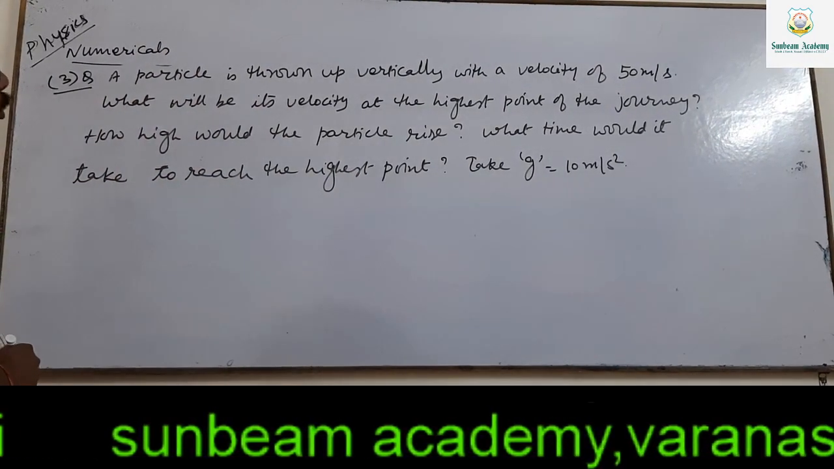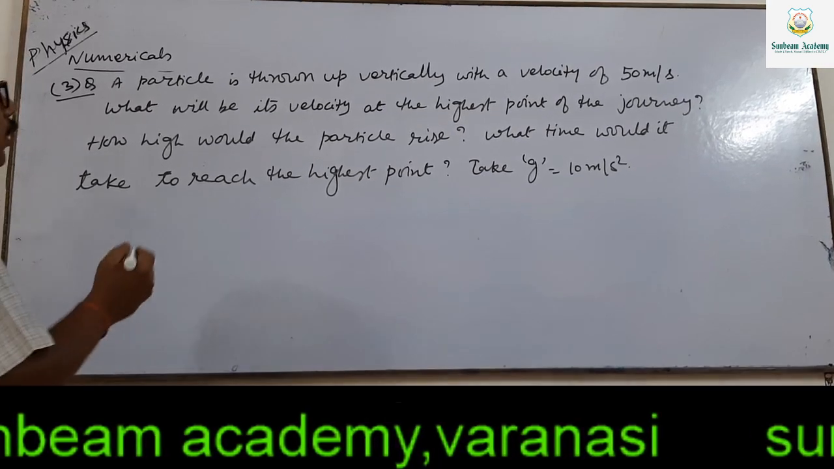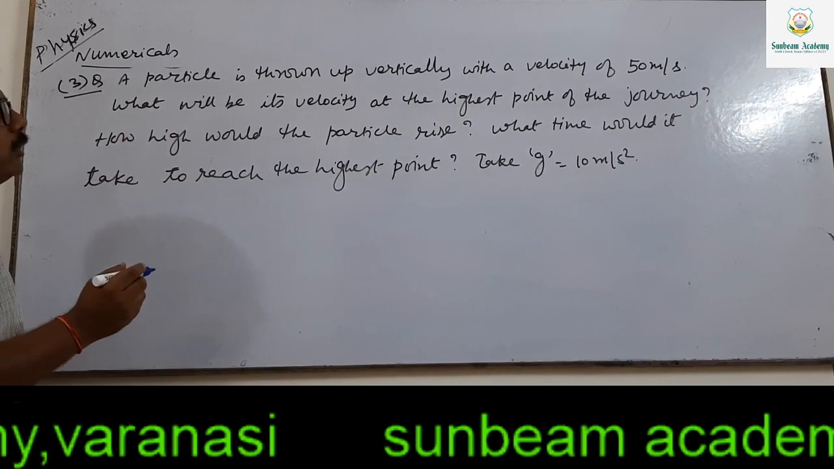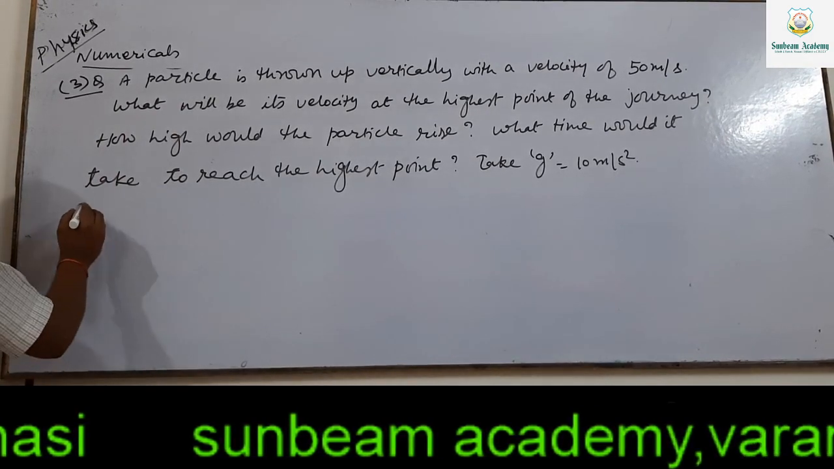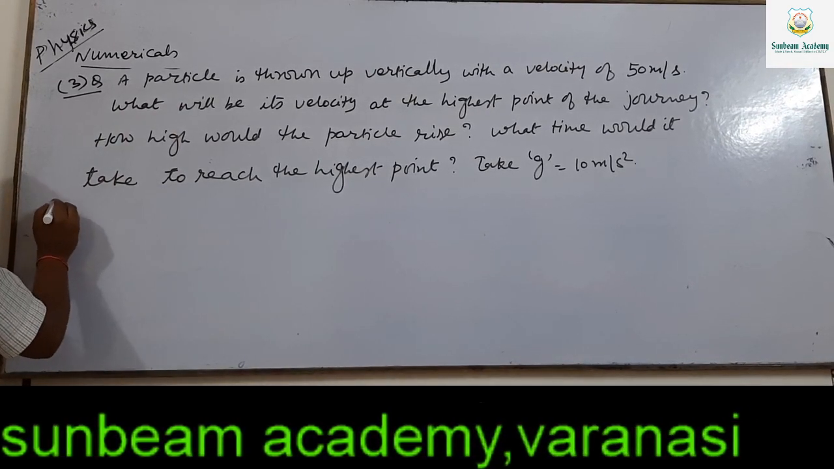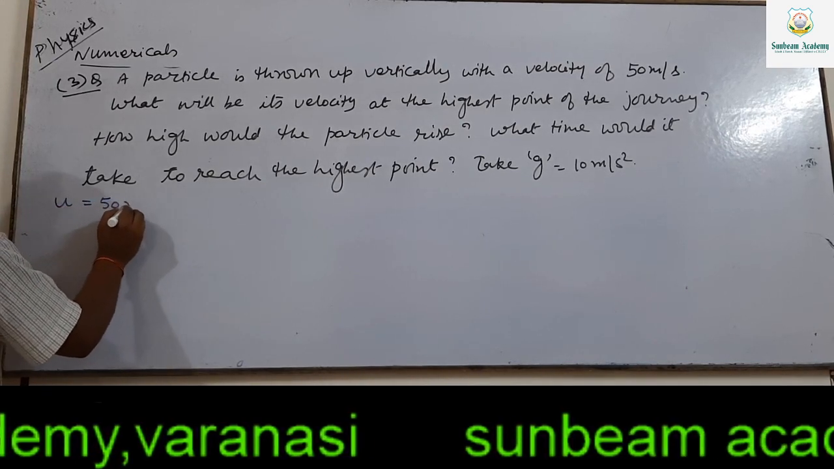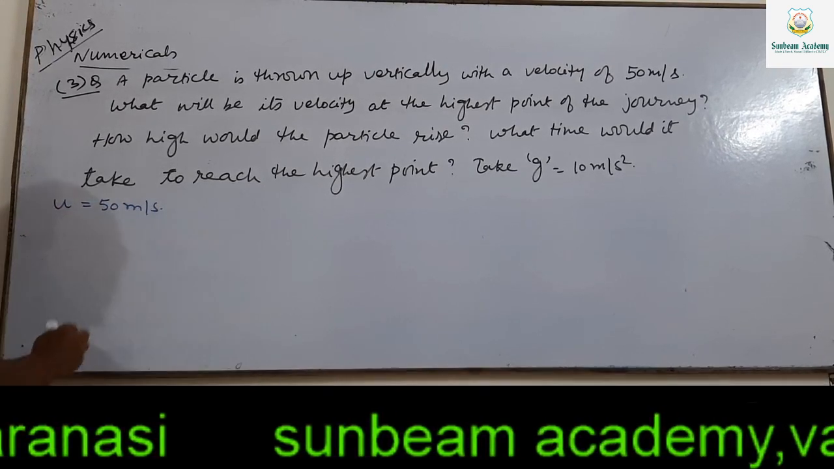First you write what is given in the problem. A particle is thrown vertically with a velocity of 50 meter per second. Means the initial velocity u is given as 50 meter per second.